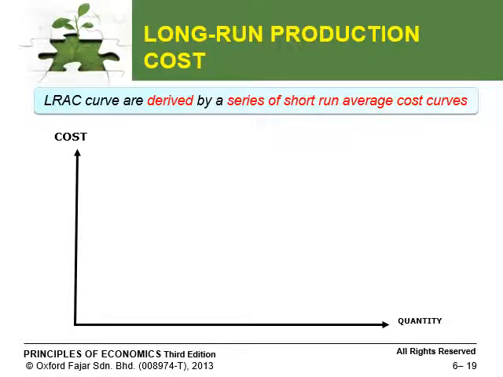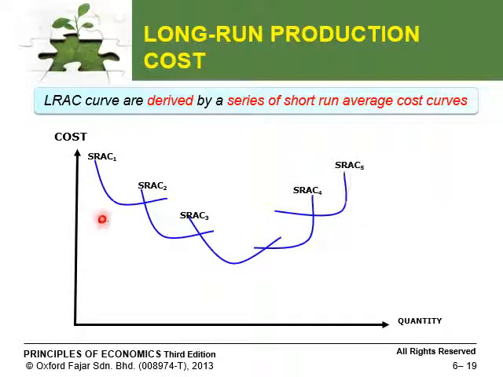Okay, how does long run production cost look? If you can see here, this is all the short run average cost for each different period of time. For example, the combination of the various short run average costs, one, two, three, four, and five, will shape the main long run production cost.